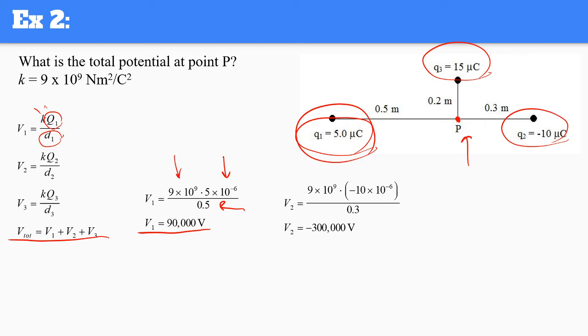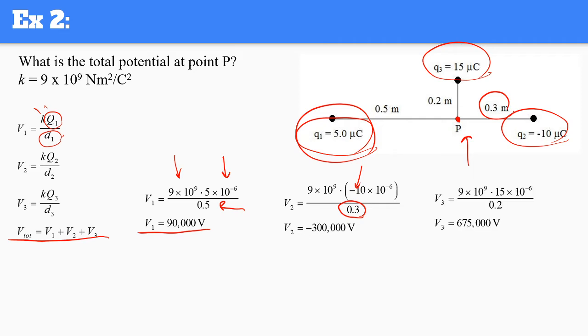If you go to the next one, here we have a negative charge, so you have to include that negative sign. It's a similar thing: you use the charge of the second charge and the distance of the second charge, because it's 0.3 meters away from the point that we are looking at. Once you put all of the numbers together, you find that it's negative 300,000 volts of potential. That's what it creates over there.